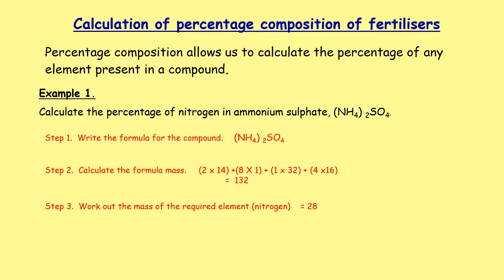Now we need to work out the mass for the required element. Now the required element we've been asked for is nitrogen, and we know that there were 2 nitrogens in the formula. 2 times 14 is 28. That is our mass of nitrogen.